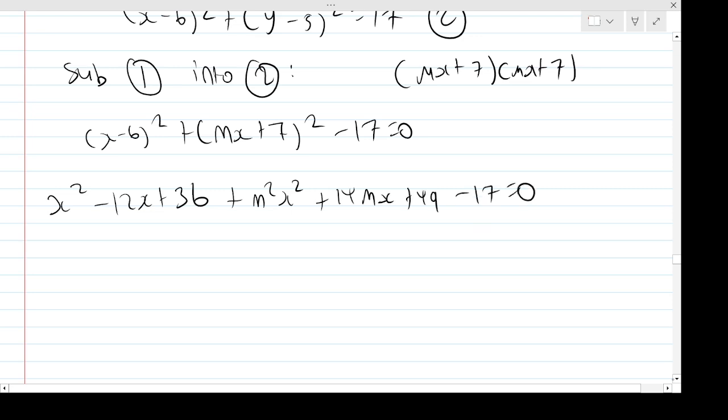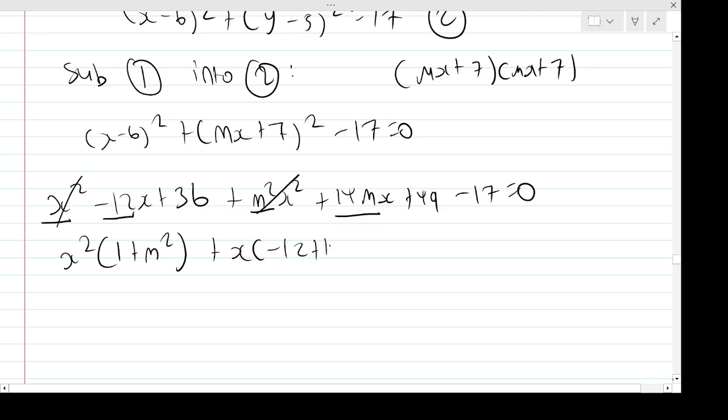equals 0. Then I'm going to do the same sort of thing of collecting the x squared terms. So x squared, but actually I've got 2 x squared terms. I have an x squared of 1 and then an m squared. So that'd be 1 add m squared x squared. Then I'll collect the x terms, so I can cancel those out. Then I've got minus 12x plus 14mx, that's minus 12 plus 14m. Then I can add the numbers, so 36 add 49. Take away 17, that gets me plus 68 equals 0.